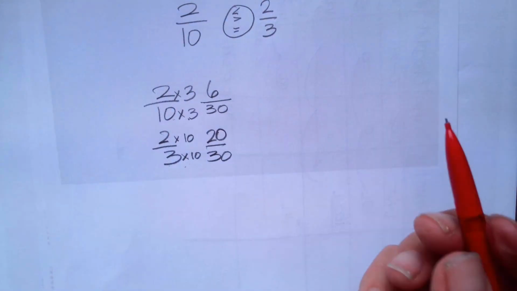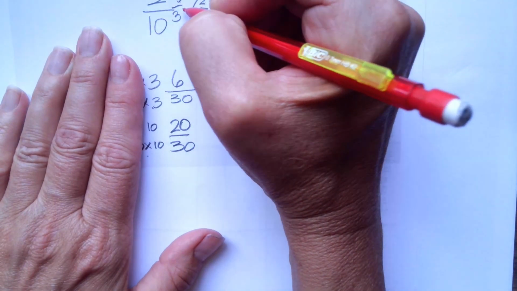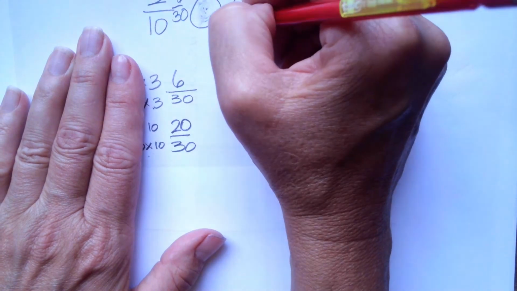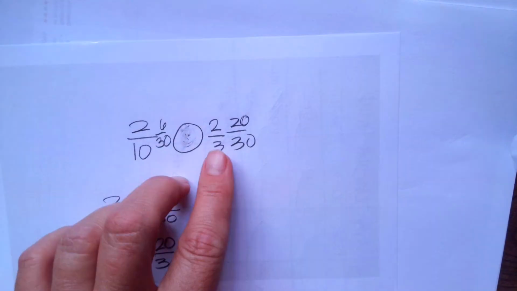Now I have 6/30ths, which is this number right here. And then I have 20/30ths, which is this number right here. Now I could see very easily which number is bigger. Which is the bigger number, 6/30ths or 20/30ths?